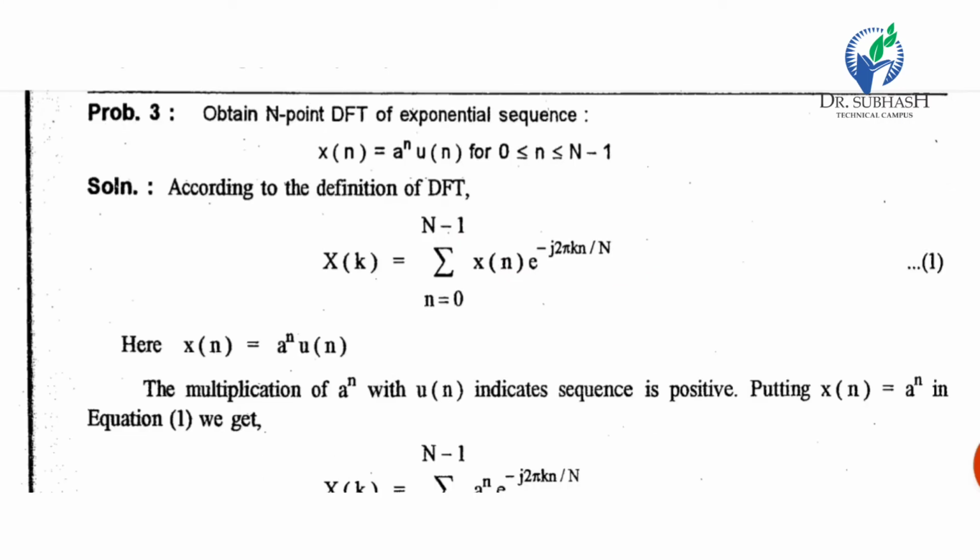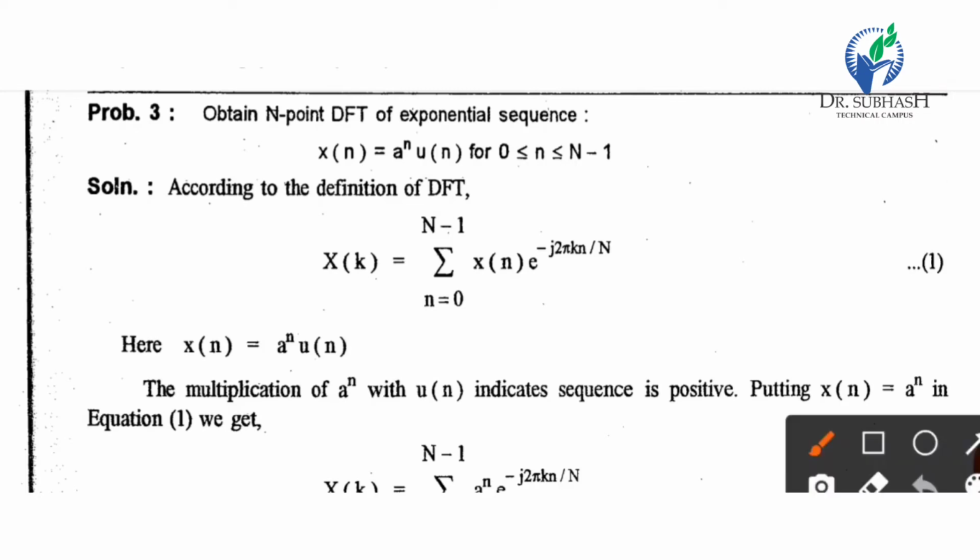So the next example, obtain the N-point DFT of an exponential sequence. So x of n equal to a raised to n u of n for 0 less than or equal to n less than or equal to N minus 1. According to our definition, only one equation we have to remember. X of k equal to summation n equal to 0 to capital N minus 1 x of n e raised to minus j2 pi k n upon N.